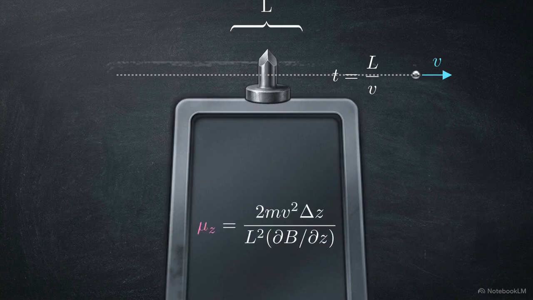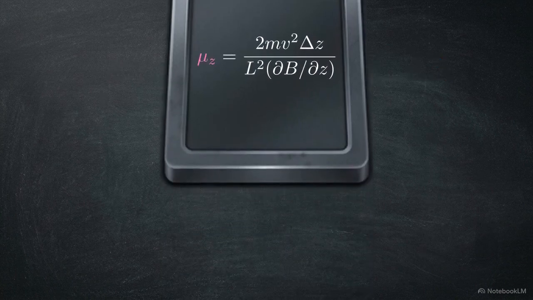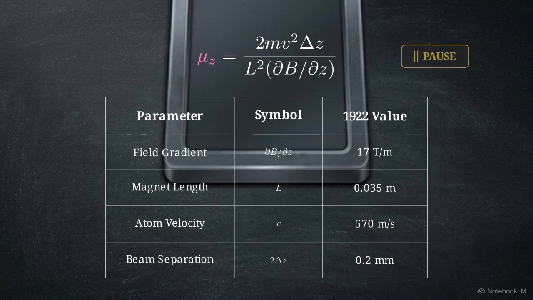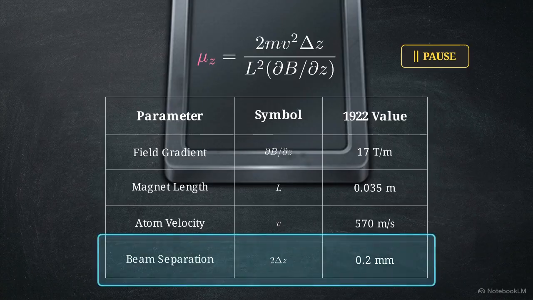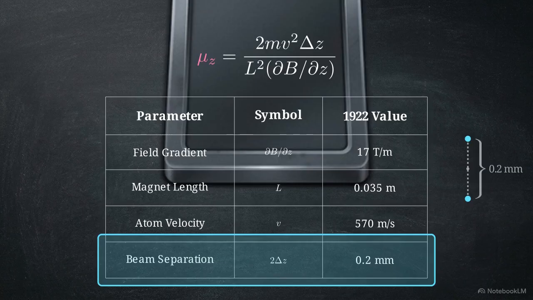After simplifying the algebra, we arrive at the master deflection equation for the Stern Gerlach setup. This expression allows us to calculate microscopic quantum properties directly from macroscopic measurements, like magnet length, field gradient, and particle velocity. Pause the video and try to solve for the atomic magnetic moment, μ(z), using the original 1922 data.